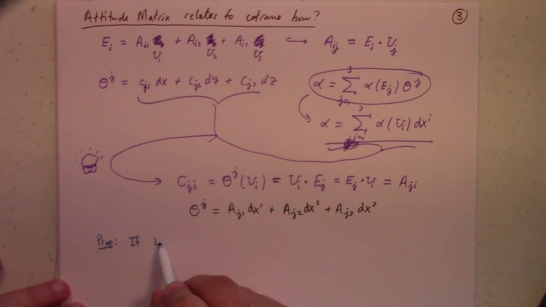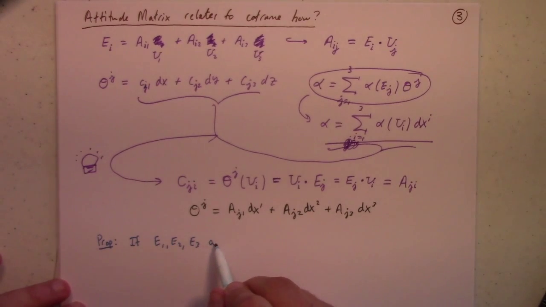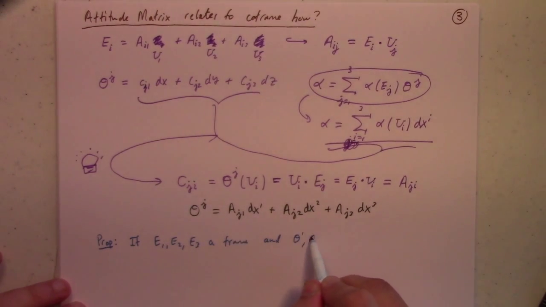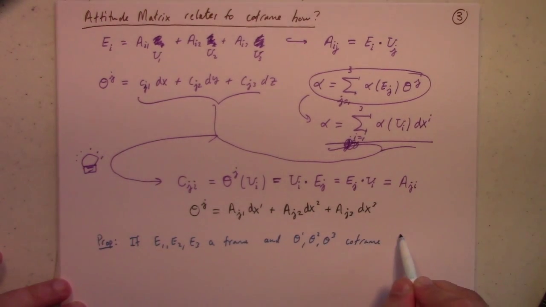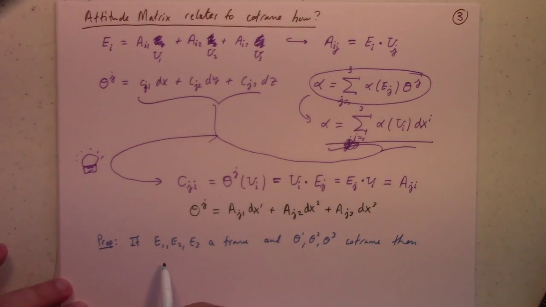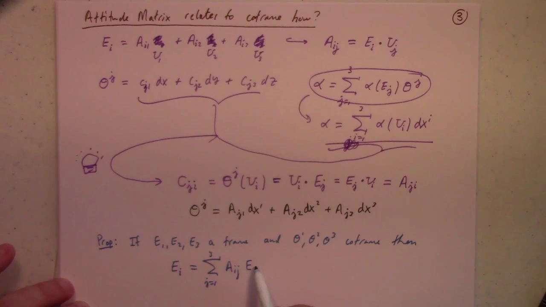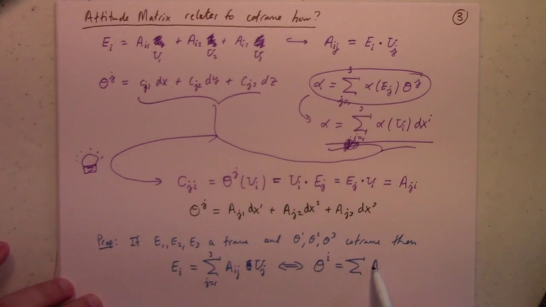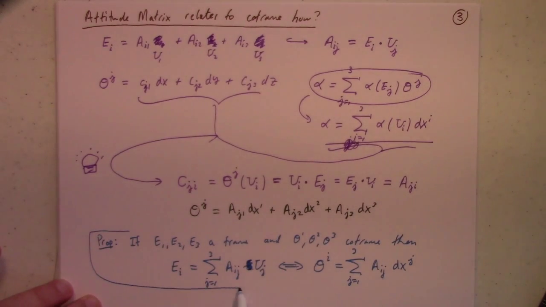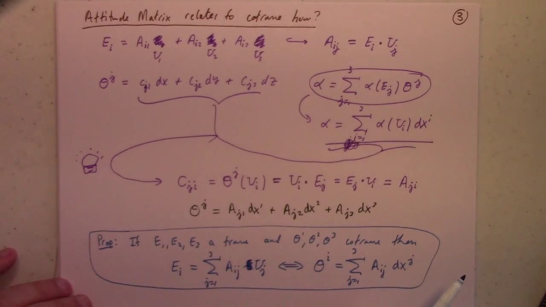if you have frame E1, E2, E3, and theta 1, theta 2, theta 3, the corresponding coframe, then if you can relate the frame to the Cartesian frame by this attitude matrix Aij, Uj, that's true if you can relate the ith coframe to the same attitude matrix Aij. So in other words, you could say that the frame and the coframe have the same attitude.